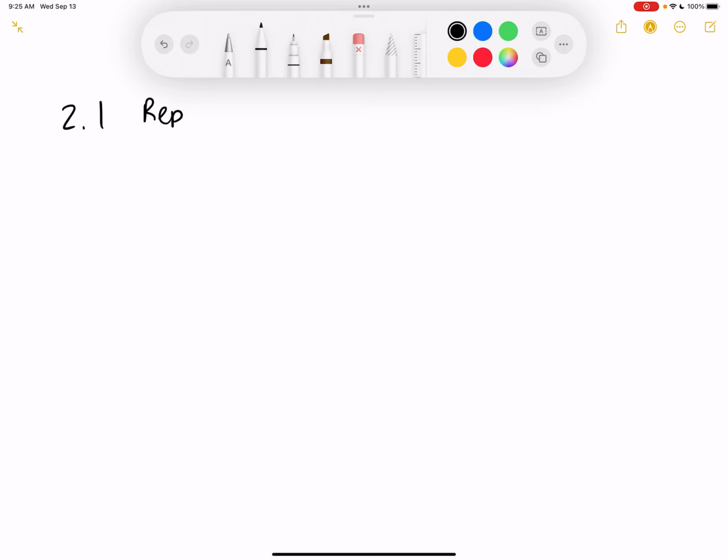2.1, representing relations and functions.